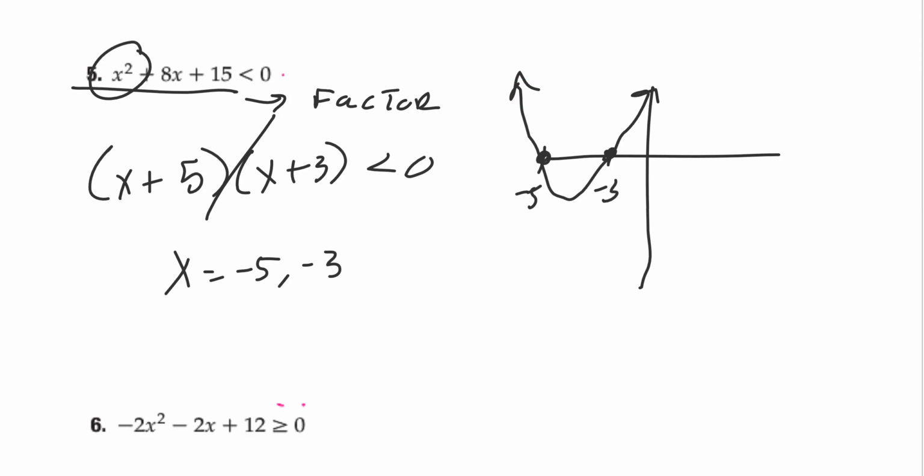Now the question is, where is it less than 0? So look at your graph. Where's your graph below the x-intercept? Right here, right? So that's between these 2 marks. So you're going to say x is between negative 5 and negative 3. Between those 2 things. That's where it's less than 0, between those 2 values.